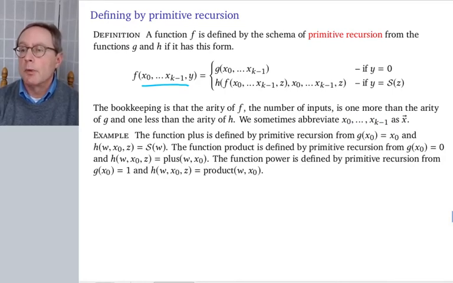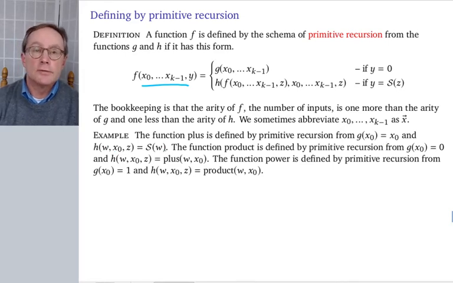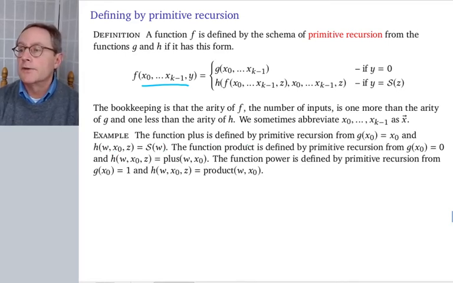So for example, we've just seen that plus is defined from g of x0 equals x0 and h of w, x0, z equals successor of w. Product is defined by g of x0 equals 0 and h of w, x0, z is equal to plus of w, x0. It happens not to need the z. The power function is defined by g of x0 equals 1, and h of w, x0, z is the product of w and x0. And again, it happens not to need the z, but nobody made that a crime.